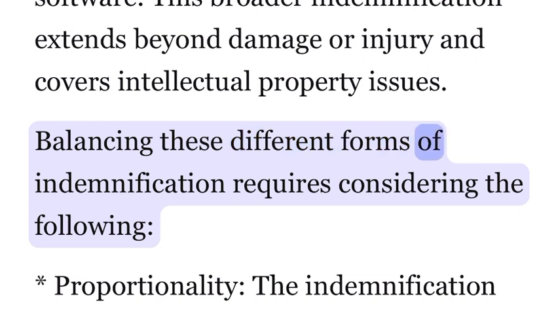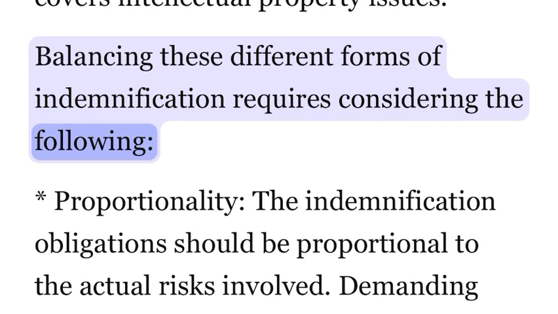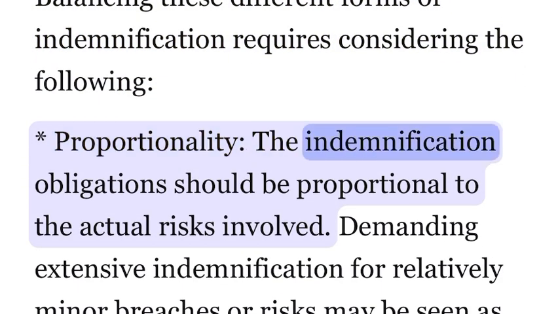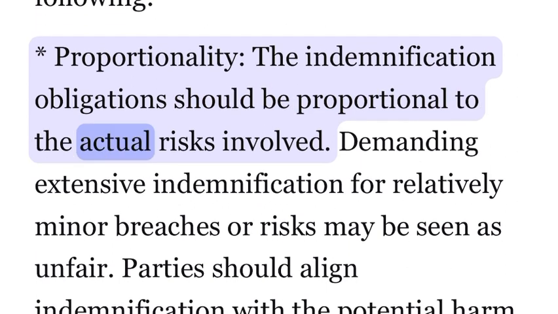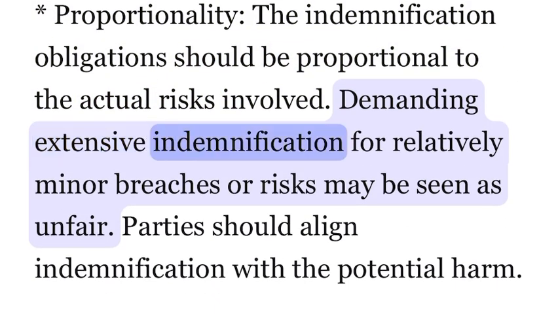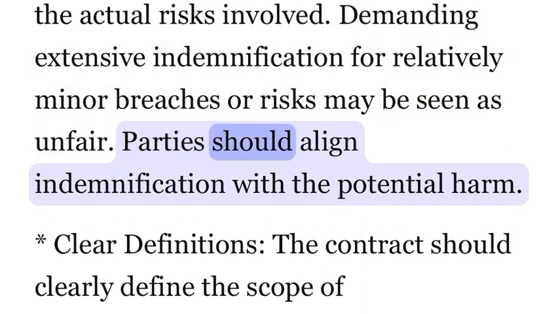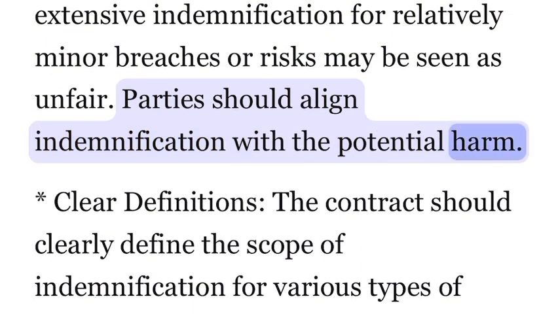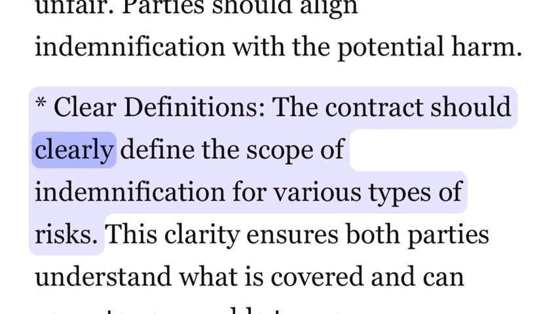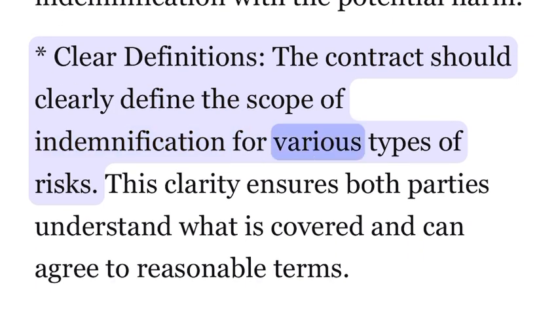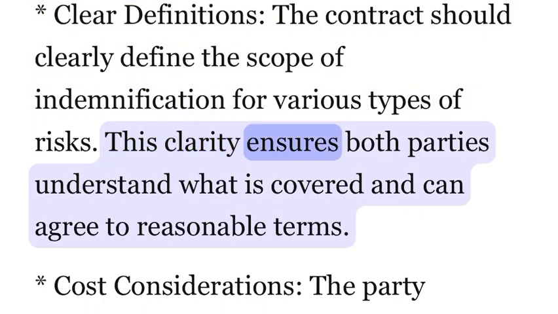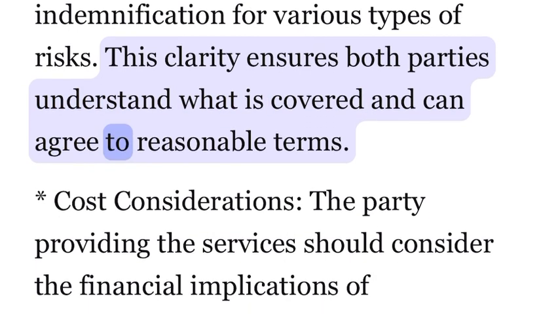Balancing these different forms of indemnification requires considering the following. Proportionality: the indemnification obligation should be proportional to the actual risks involved. Demanding extensive indemnification for relatively minor breaches or risks may be seen as unfair. Parties should align indemnification with the potential harm. Clear definitions: the contract should clearly define the scope of indemnification for various types of risks. This clarity ensures both parties understand what is covered and can agree to reasonable terms.